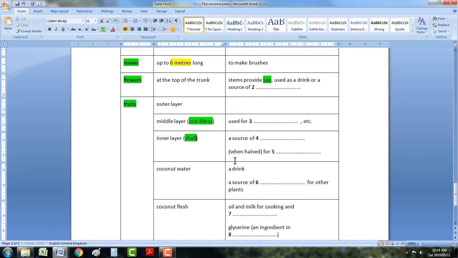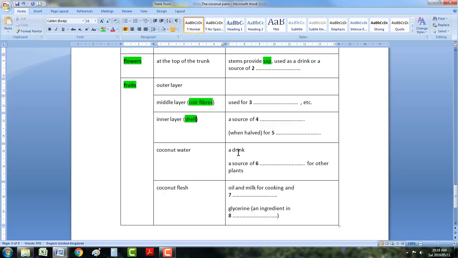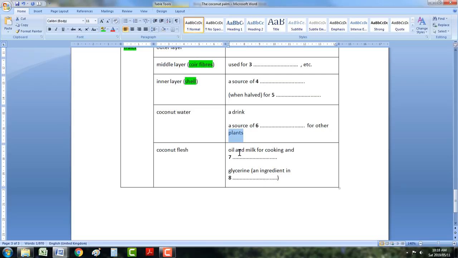Shell might be interesting. A source of a drink, no. Plants, maybe. Oil is good. Oil and milk, I think I would like. Simple, clear nouns that you can recognize.